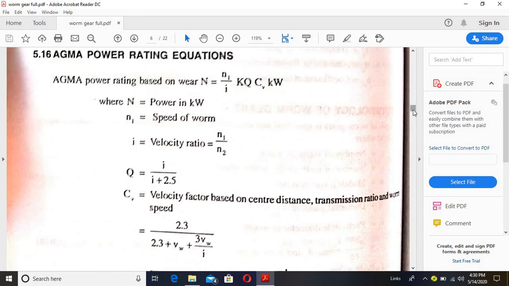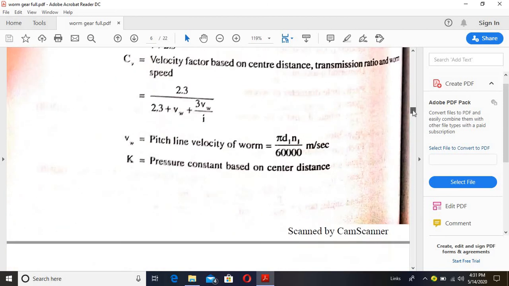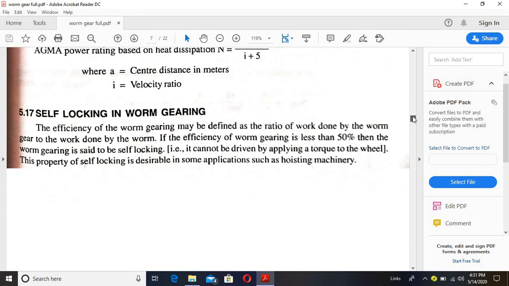AGMA stands for American Gear Manufacturers Association, the full form of AGMA. So these are the things related to the formulas: how to calculate the tangential tooth load, Lewis equation, wear load, dynamic load, heat generated, heat dissipated in the gearbox, efficiency and power.